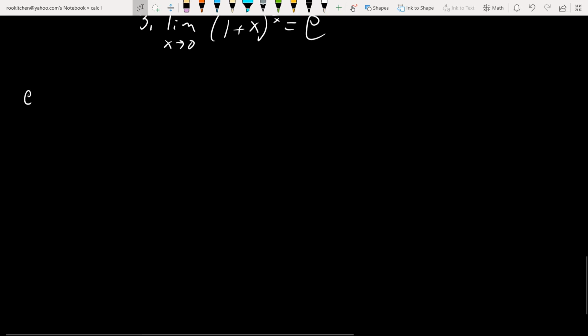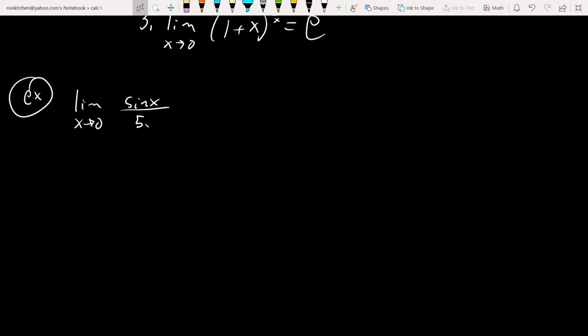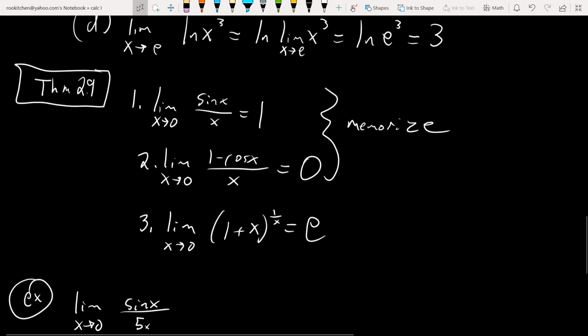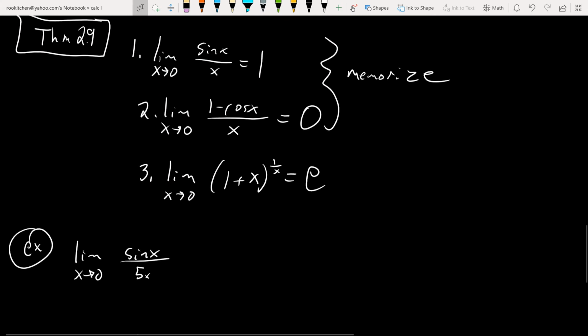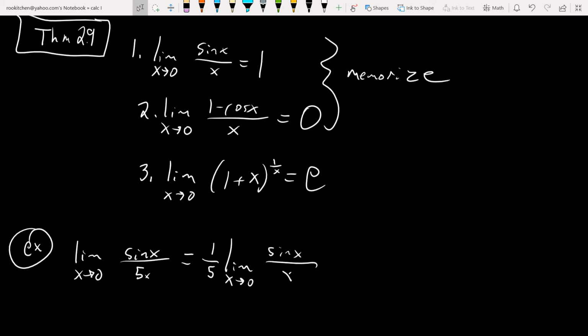So some examples. The limit as x goes to 0 of sine of x over 5x. Okay, so this guy looks a lot like that first limit, but not quite. And it really needs to be in that form for us to work with it. So what do we do? Well, you can factor out a 1/5, right? So 1/5 times the limit as x goes to 0 of sine x over x. Okay, and then we know the limit of sine x over x is just 1, so this would be 1/5 times 1, which is, of course, just 1/5.